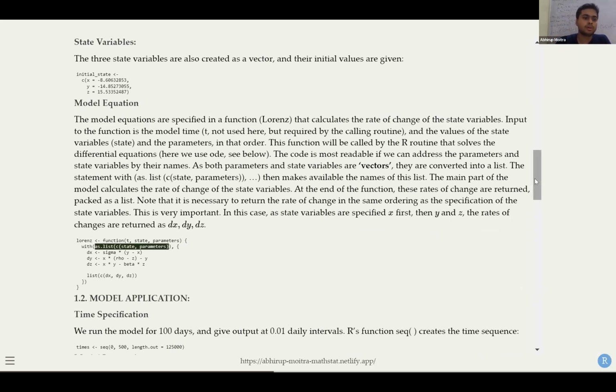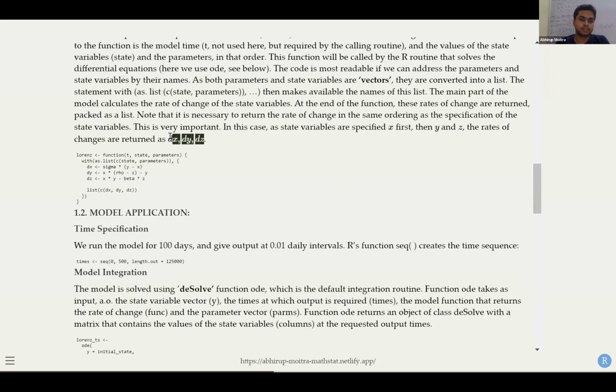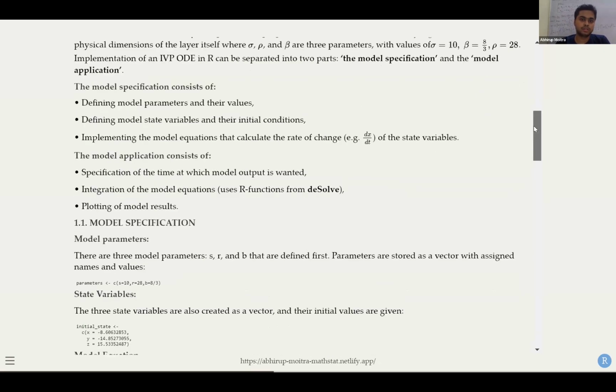The main part of the model calculates the rate of change of the state variables, and at the end of the function, these rates of change are returned packed as a list. Remember that it is necessary to return the rates of change in the same ordering as the specification of the state variables. This is very important. In this case, as state variables are specified x first, then y, then z, the rates of change are returned as dx, dy and dz. So basically these are the main three equations as I mentioned over here.